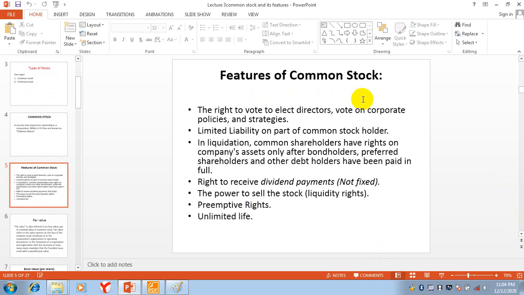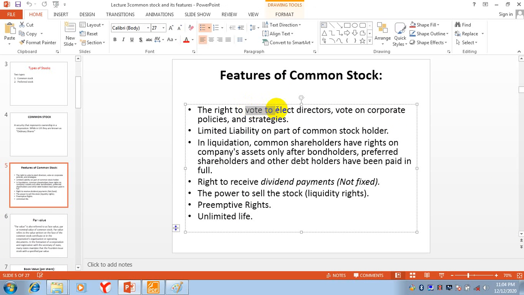Features of common stock. Now there are lots of features in common stock. One is the right to vote to elect directors and vote on corporate policies and strategies. Common stockholders have voting rights. They can vote. Preferred stockholders can't vote. They don't have voting rights.